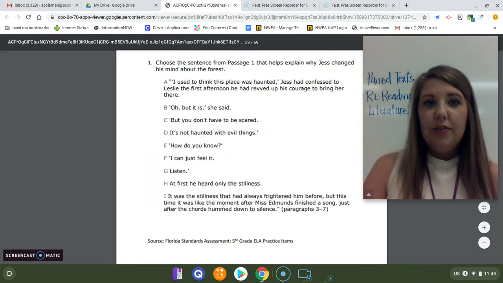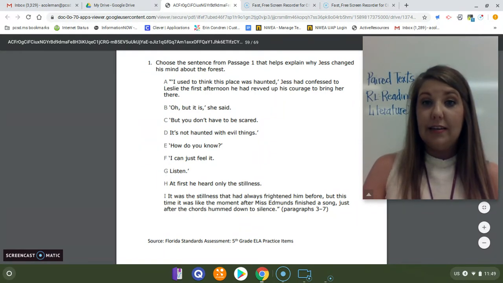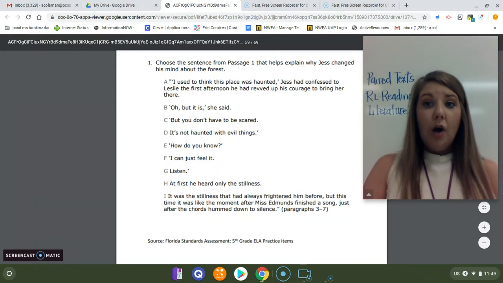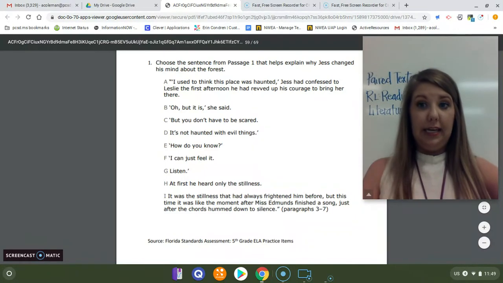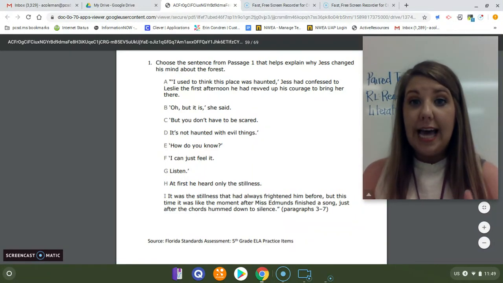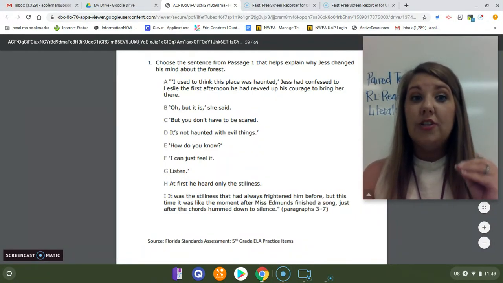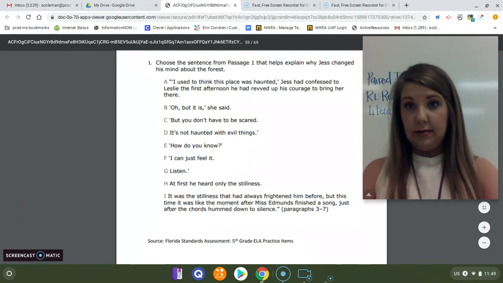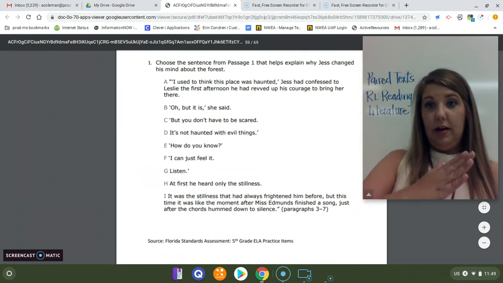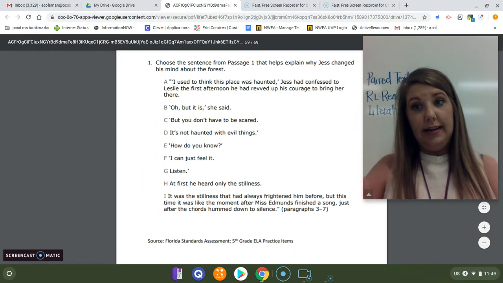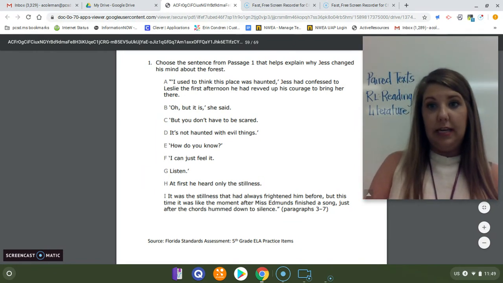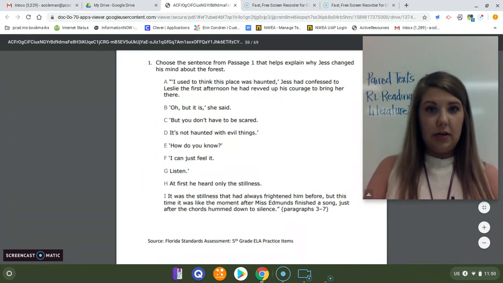A, I used to think this place was haunted. Jess had confessed to Leslie the first afternoon he revved up his courage to bring her there. Okay, so that shows how he felt from the beginning. But the question is asking, explain why Jess changed his mind. So it wants to know how he felt later on at the end, not how he felt in the beginning. So that one cannot be our answer.